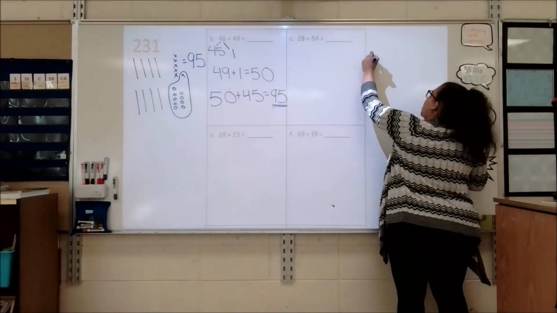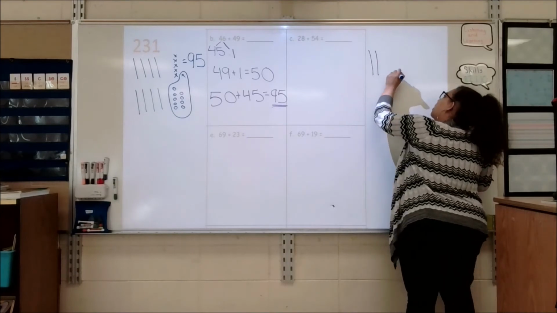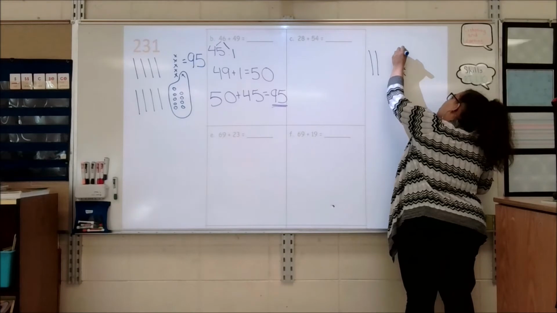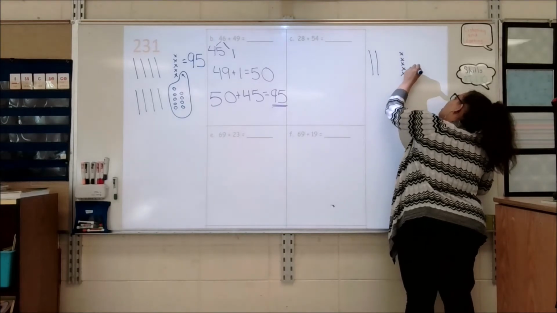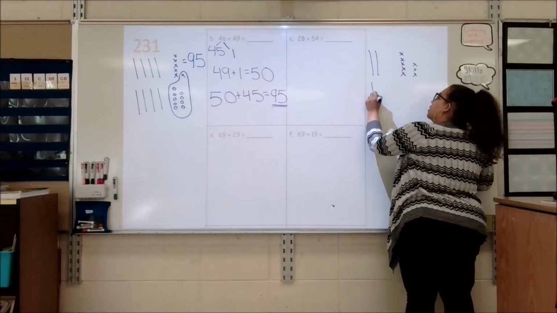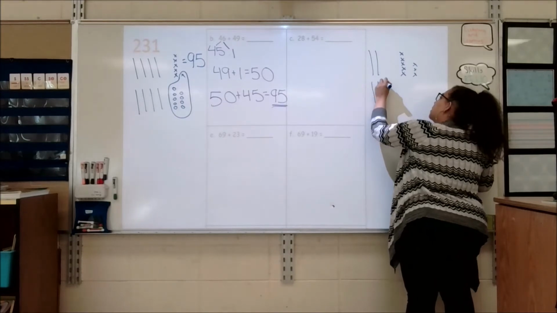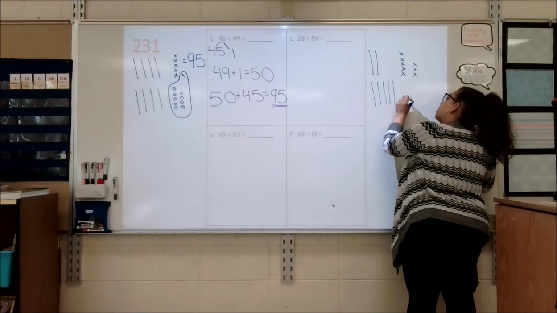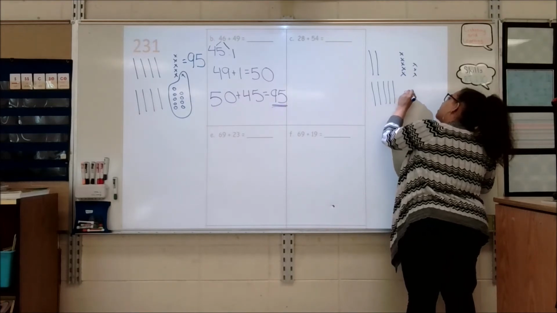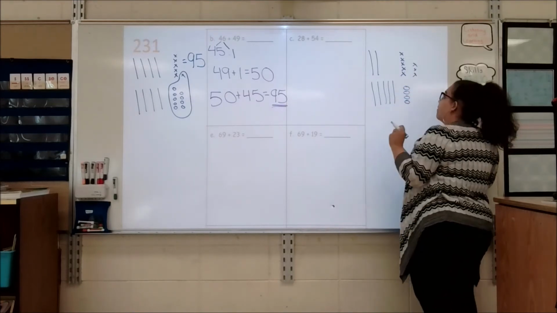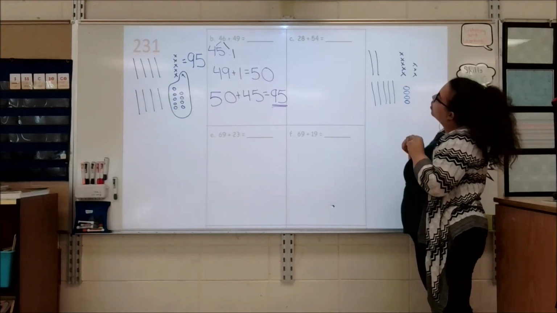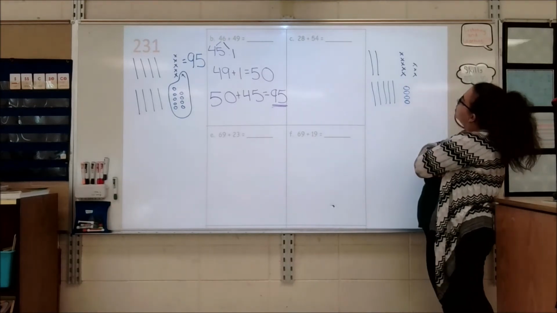So 28: 10, 20, 21, 22, 23, 24, 25, 26, 27, 28. Then 54: 10, 20, 30, 40, 50, 51, 52, 53, 54.